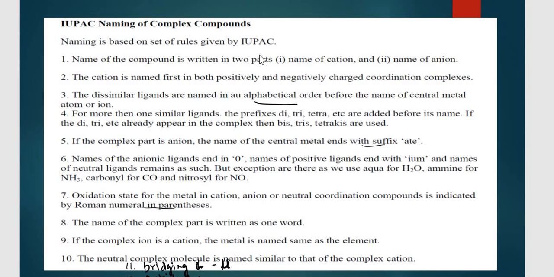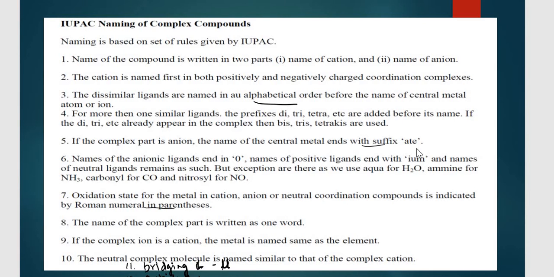Then we did the IUPAC nomenclature. I told you that first we name the cation, then we name the anion. Now ligands we write in alphabetical order. If we have more than one ligand, then we write di, tri, tetra. If we have a complex ligand, then we write bis, tris, tetrakis, that way. And if the complex is anionic, or we have 2 metals, then we write 'ate' at the end of the central metal name.